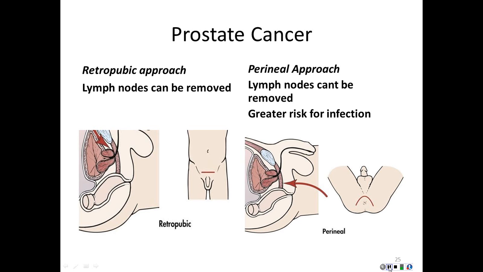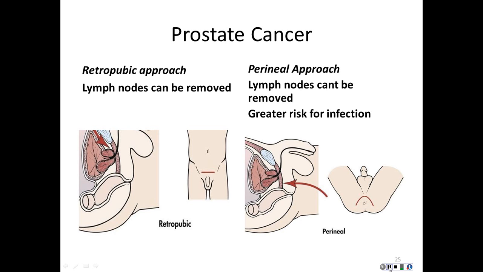When we look at the actual gold standard of treatment for prostate cancer, we're really looking at that radical prostatectomy, where we're actually going in and openly looking at the prostate, and we can actually openly look at the lymph nodes in that area to see if there's been metastasis to the lymph nodes. There are two approaches that can be taken. The most common is the retropubic because it gives you a better opportunity to look at the lymph nodes.